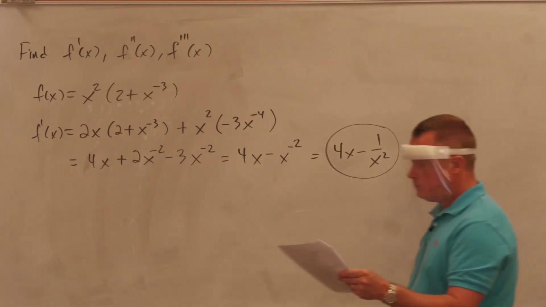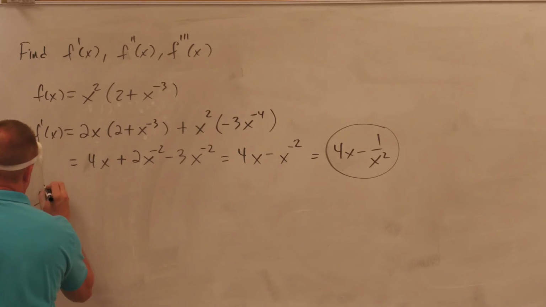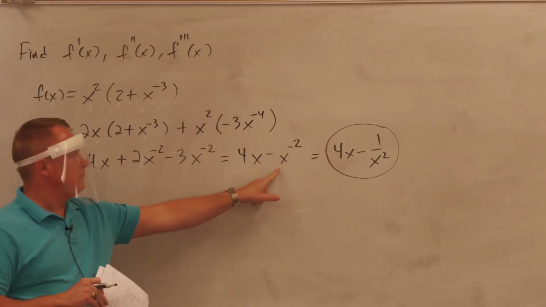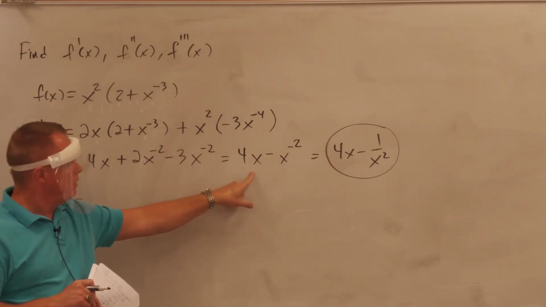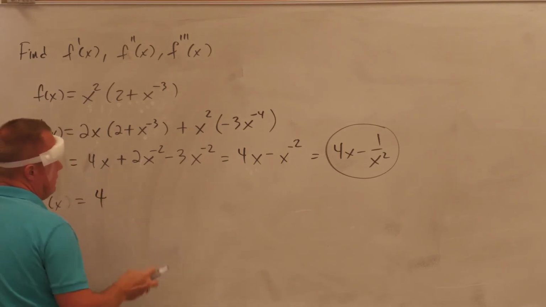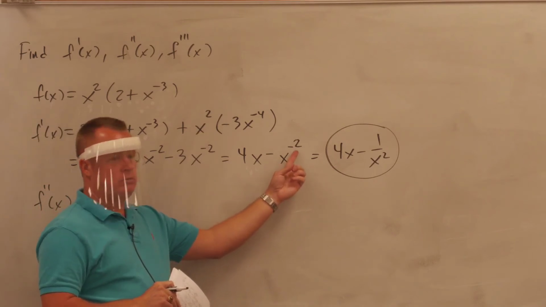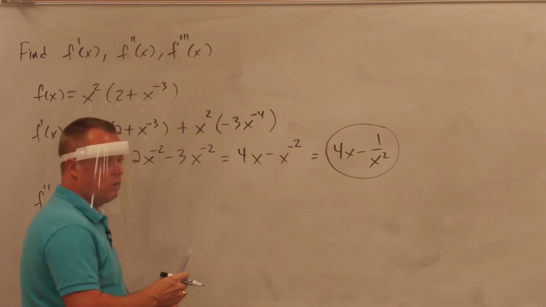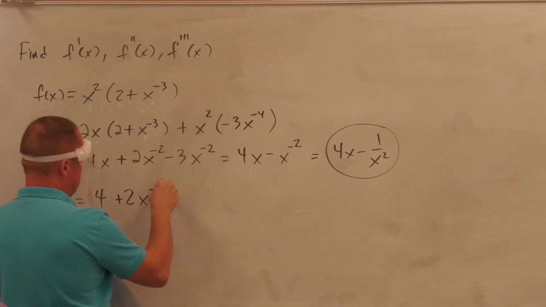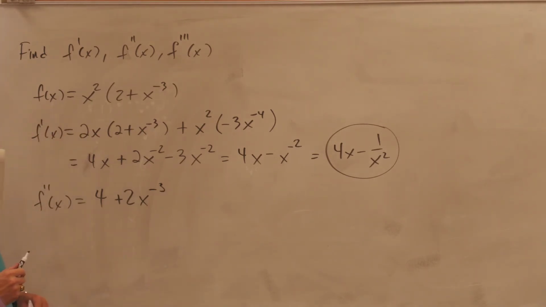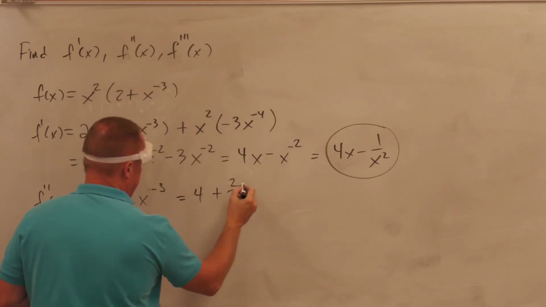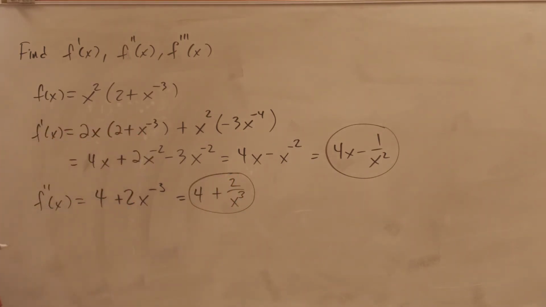Now to do the second derivative, we just take the derivative of the first derivative, right? So let's take this one and do that. The derivative of 4x would be 4. And then for minus x to the negative 2, I use the power rule: negative 2 times negative 1 would be a positive 2. Then x, subtract 1 from the exponent, that would be a minus 3. So the reduced second derivative would be 4 plus 2 over x to the third.